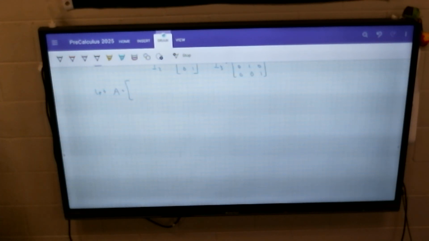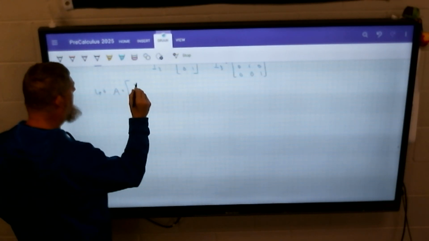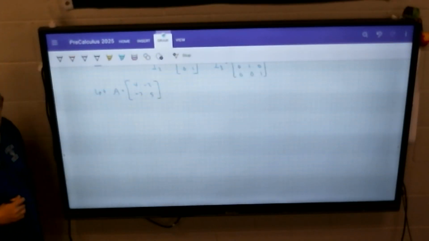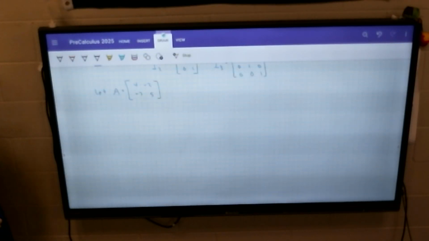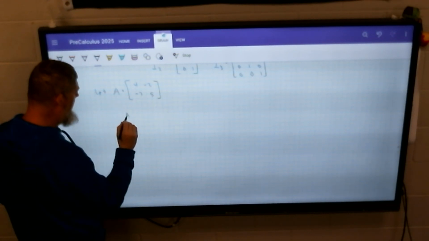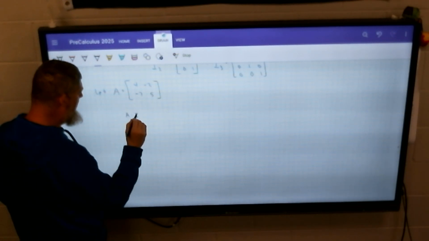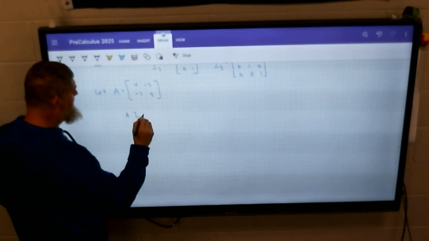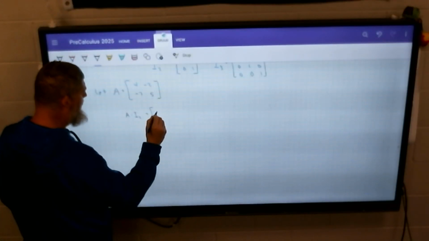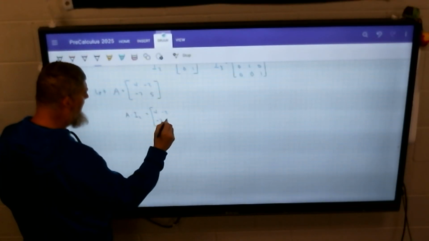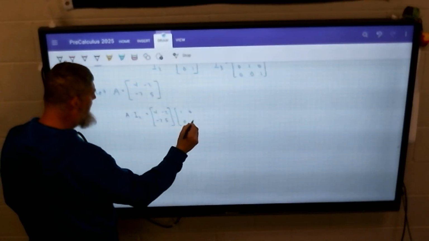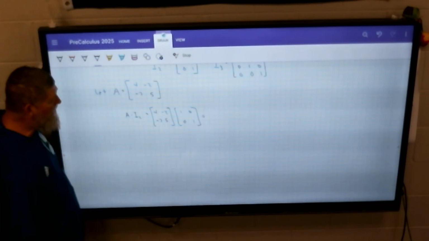Let A equal... I keep going to my notes. I could just make up anything I want here, but let's go with 4, -2, -7, 5. And then let's take A times the identity matrix for 2. So what's that going to be? That's going to be 4, -2, -7, 5 times, now you can say it, 1, 0, 0, 1. Exactly right. And let's see what that equals.